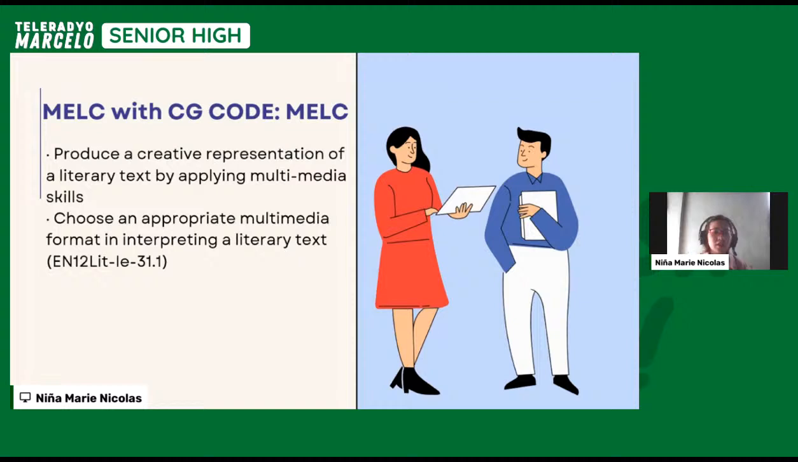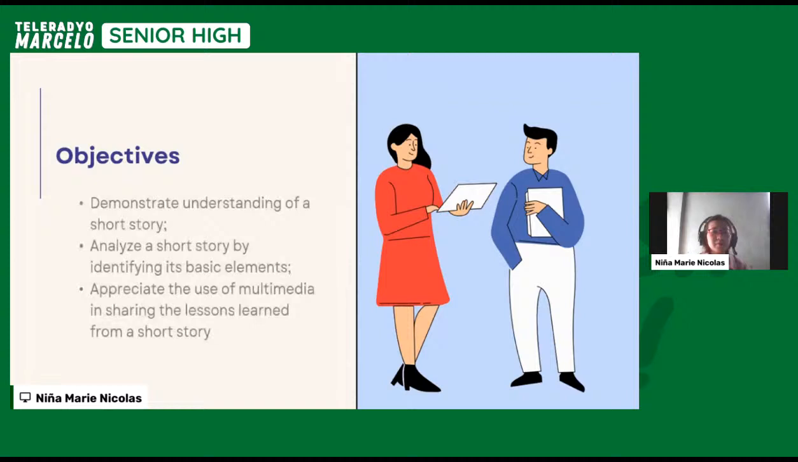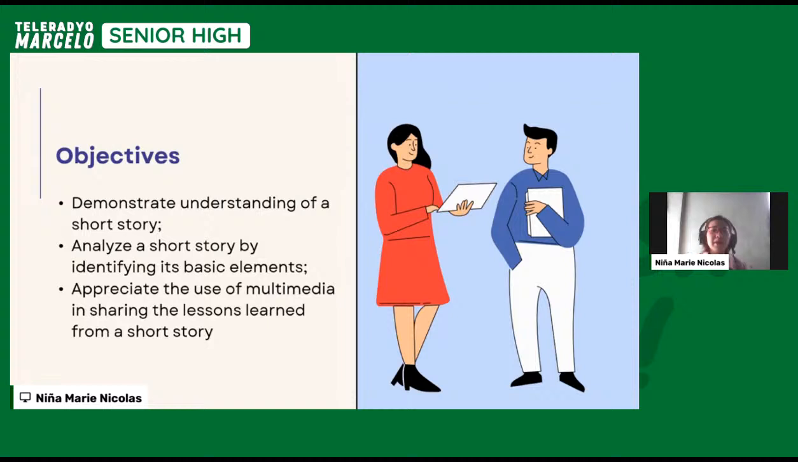Today's objectives are: demonstrate understanding of a short story. Analyze a short story by identifying its basic elements and appreciate the use of multimedia in sharing the lessons learned from a short story. I'm sure that all of you will participate actively so that we can achieve these objectives.